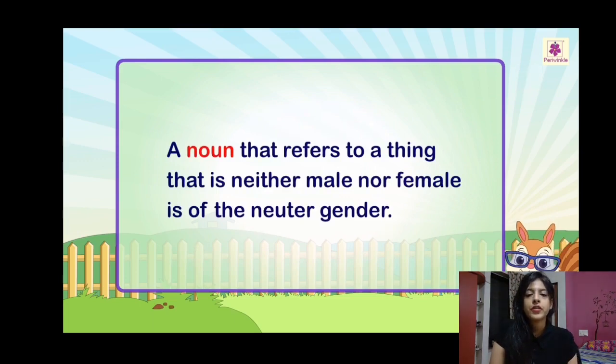A noun that refers to a thing that is neither male nor female is of the neuter gender. So if I hold a cup in my hand, is cup a male gender or a female gender? It is neither male nor female. So it is a neuter gender. Most commonly used neuter genders are things.